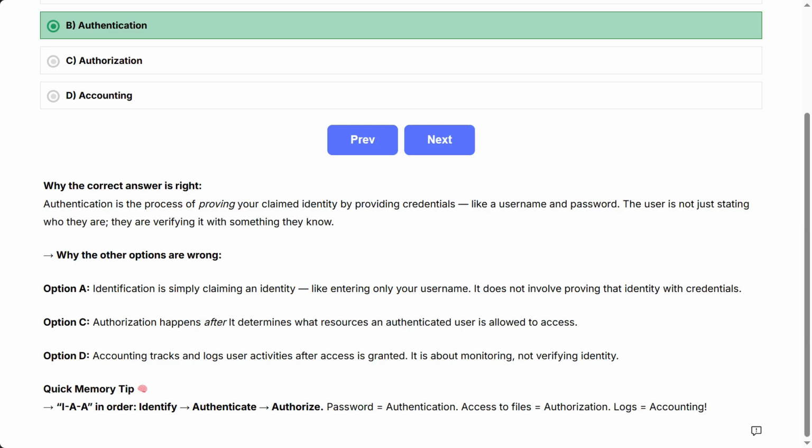Quick memory tip: IAA in order. Identify, authenticate, authorize. Password equals authentication. Access to files equals authorization. Logs equals accounting.